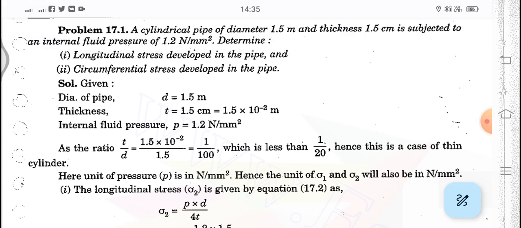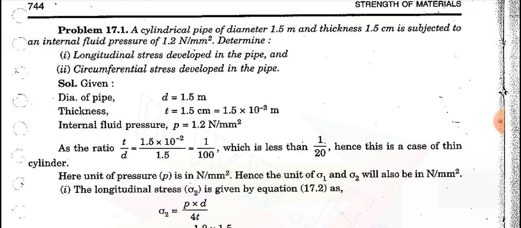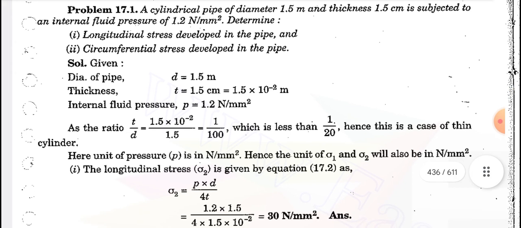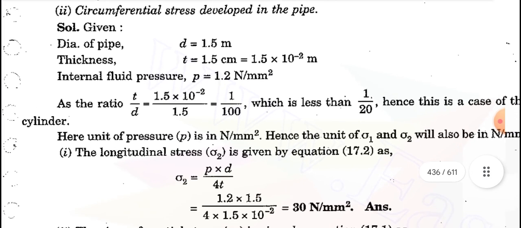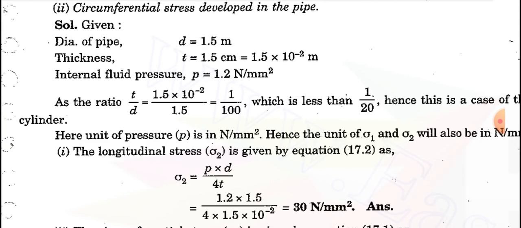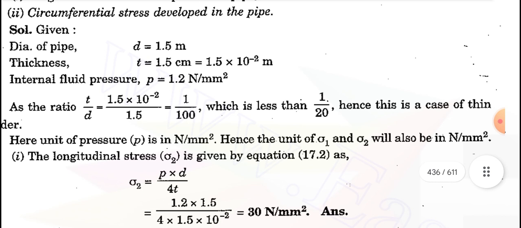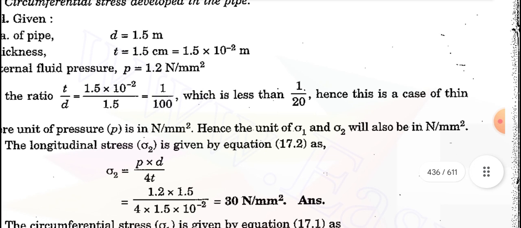Okay, the diameter of the cylinder is 1.5 meter and the thickness is 1.5 centimeter, and the stress acting inside the cylinder is 1.2 Newton per mm square. Here, the T by D ratio is 1 by 100, which is less than 1 by 20. So this comes under the thin cylinder.